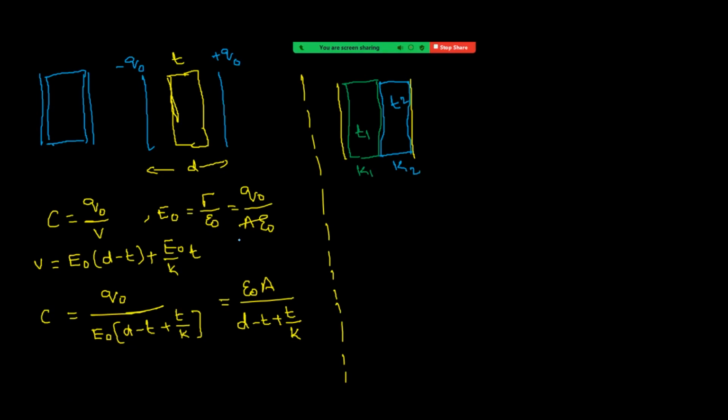See how to find capacitance. Again, same logic. How are we finding the potential difference? Potential difference is equal to, inside the first one, field equal to E naught by K1 into T1. That is the potential difference across the first dielectric. In the same way, across the second one, E naught by K2 into T2. Again, we take C equal to Q naught upon potential difference. Now substitute the value in the place of E naught, Q naught by epsilon naught A. Then see what we get.